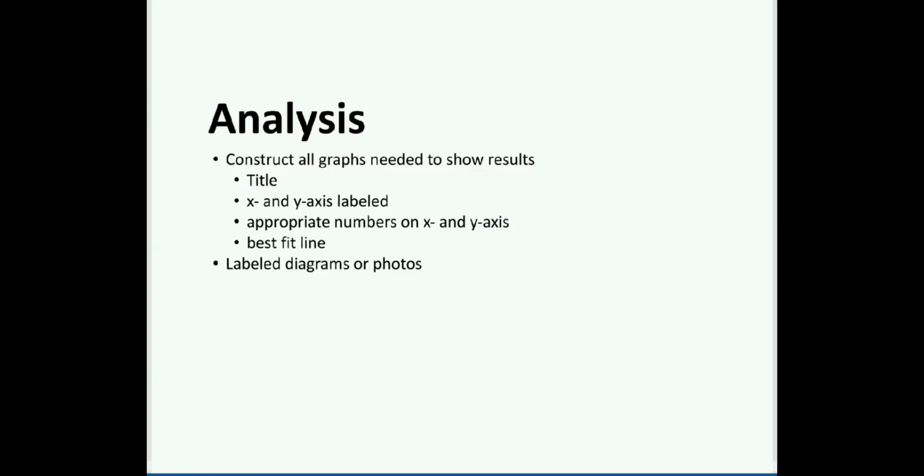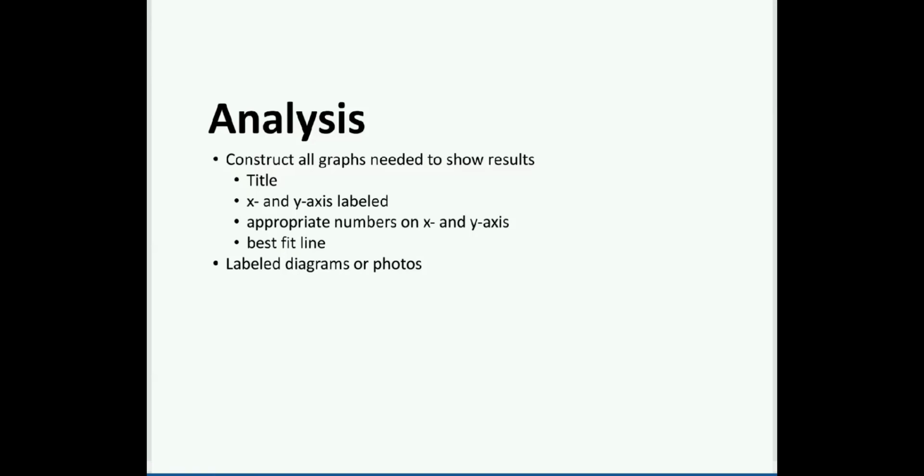In your analysis section, you're going to construct your graphs that are needed to show your results. Your graphs are going to have a title, your X and Y axes labeled, a best fit line, and appropriate numbers on the X and Y axes.